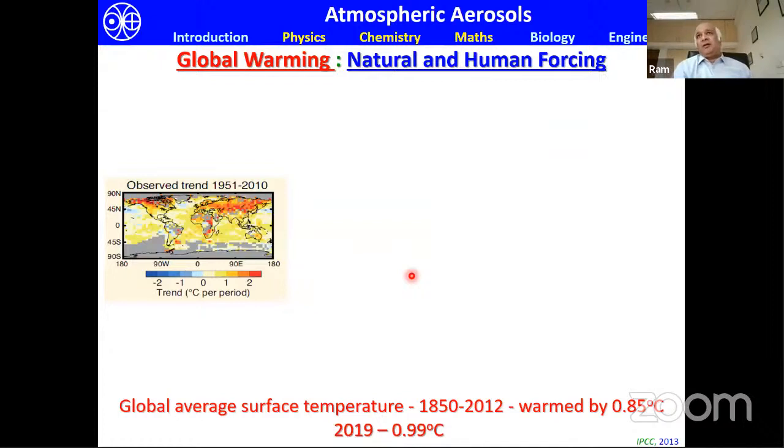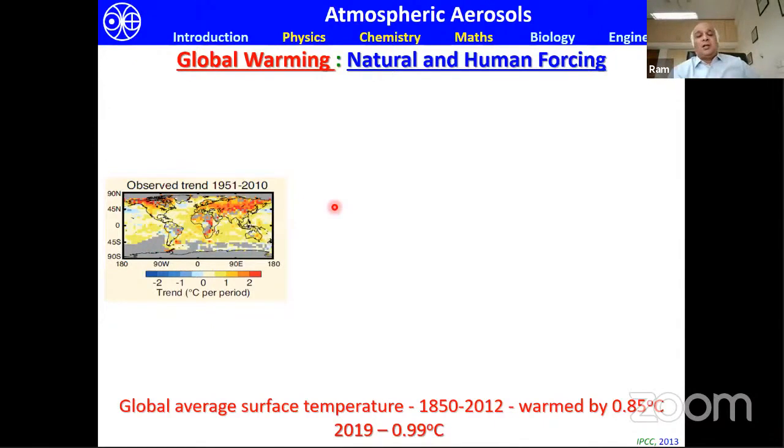For example, we are very well aware that the Earth has warmed over the last 100 years or so. Here we are looking at the trend per decade during the period. In the last 60 years, you see everywhere a yellow or a red spot.